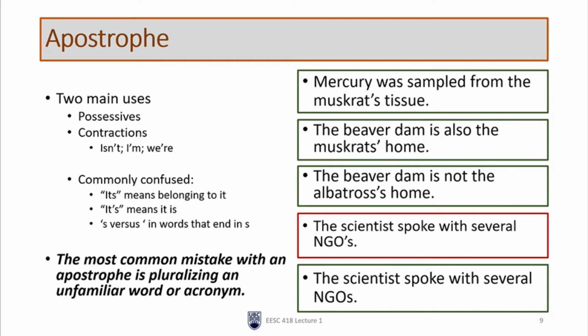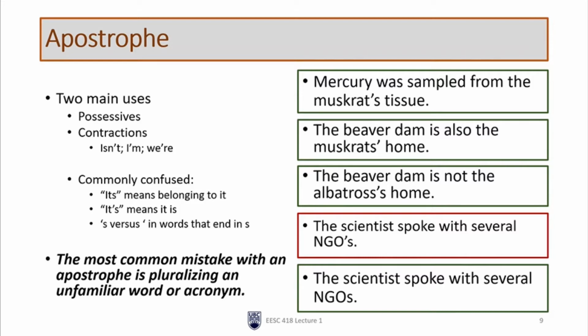Okay, the last form of punctuation we'll go over is the apostrophe. To be honest, the apostrophe isn't used all that much in technical writing. It has two main uses, possessives and contractions, neither of which are particularly common in technical writing, but the problem with apostrophes is they're often misused or used incorrectly when they are used. So we need to go over this pretty quickly and make sure we get this right.